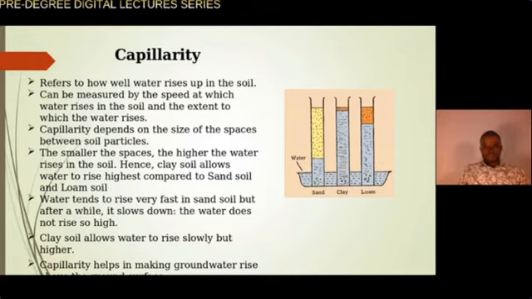It can be measured by the speed at which water rises in the soil and the extent to which the water rises. As you can see in the structure on the right-hand side, it can be demonstrated using this simple experimental setup by just inverting 3 cylinders in a basin. Fill each of them with soil, the 3 types of soil, and add water in the basin. You will clearly see that in sandy soil, the water rises very fast, and within a short period of time, it will pause and will not move again.